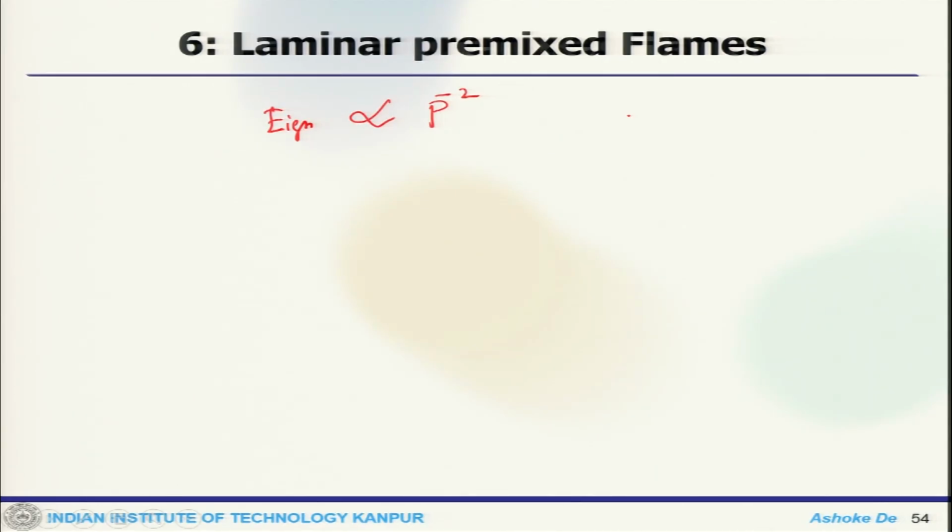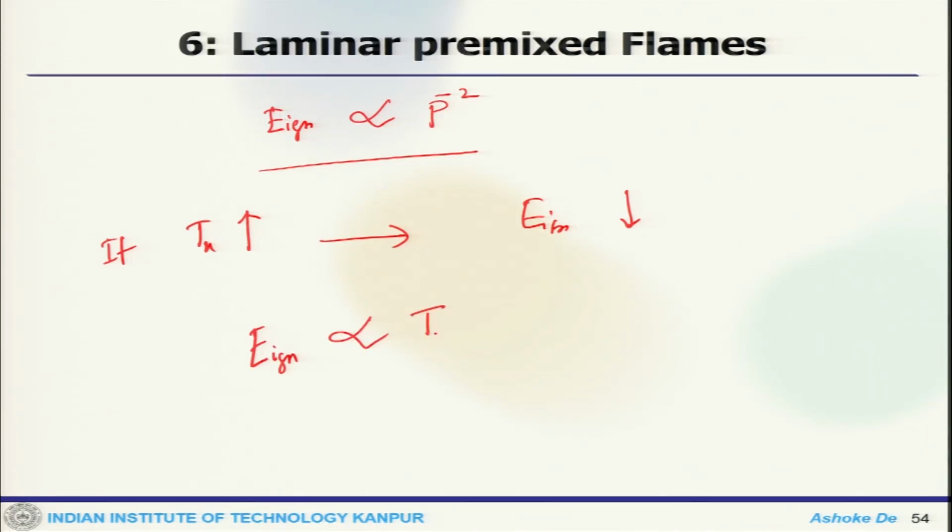So, this actually agrees quite well with the experimental observation. This has been already proven fact. Now, if T unburned is increased, then what happens to the impact? Ignition energy also decreases, because ignition energy is proportional to T unburned to some negative power.